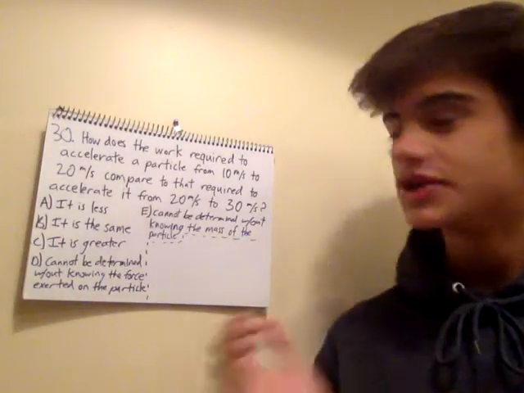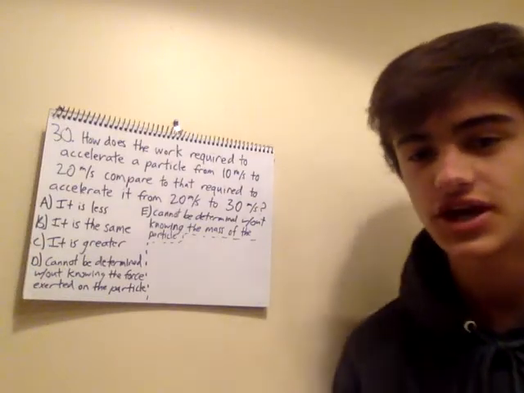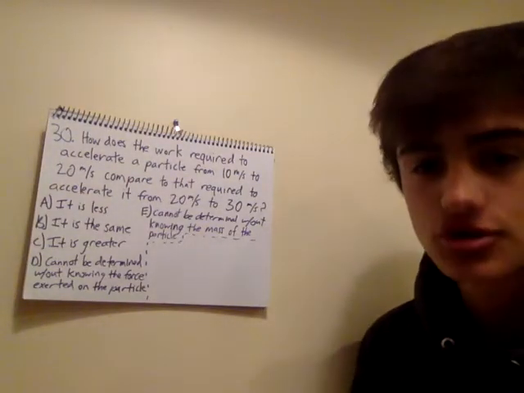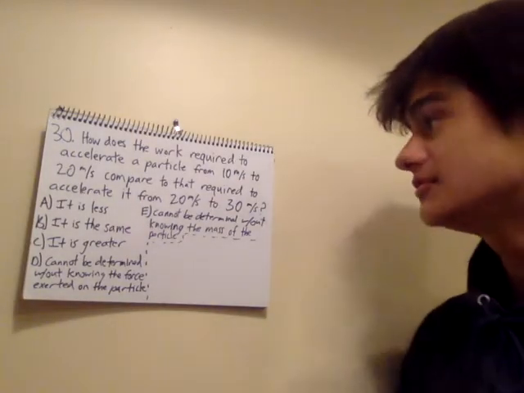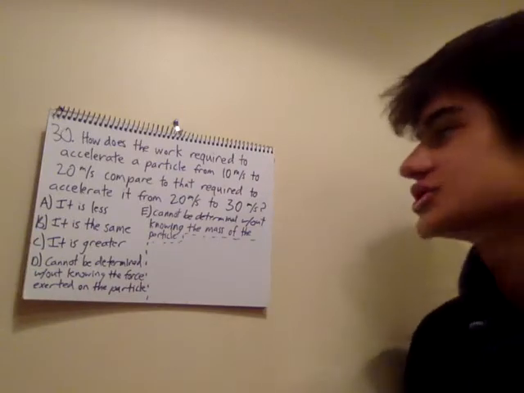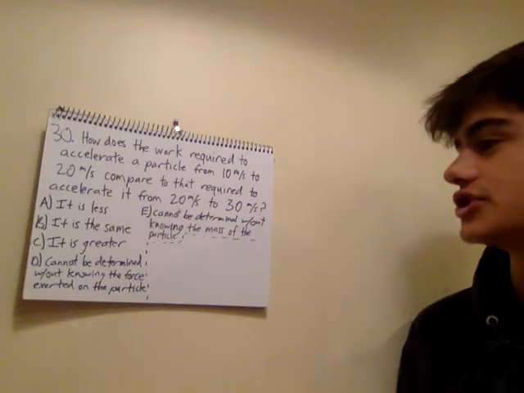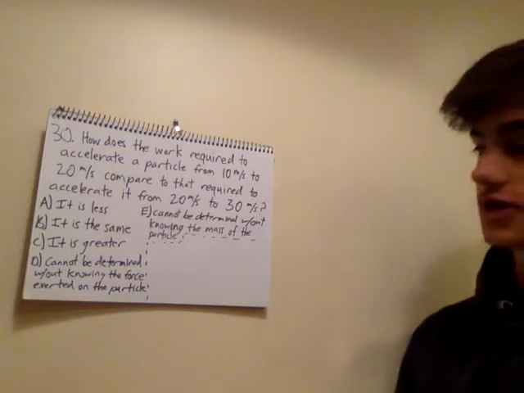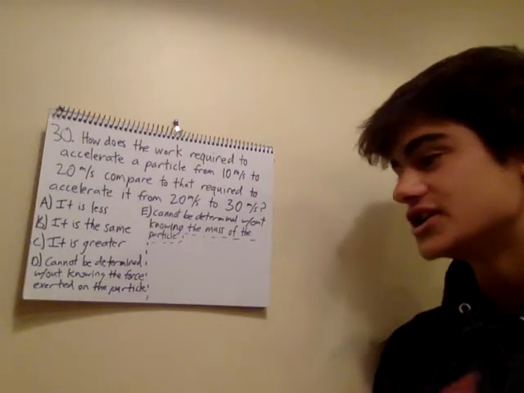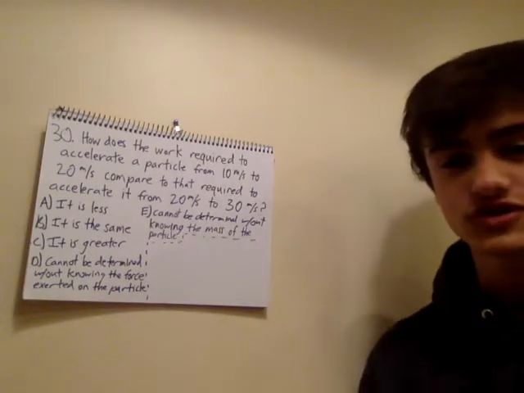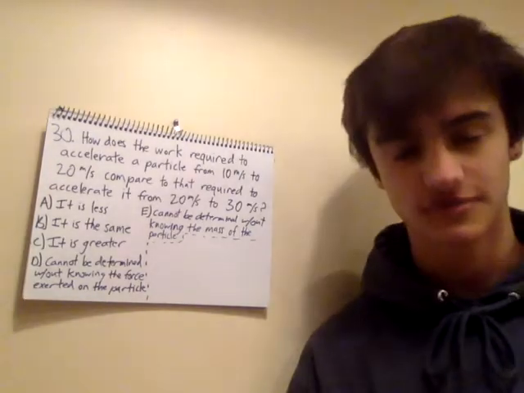Hello, welcome back everybody. We're on to problem number 30 on this AP Physics C Mechanics multiple choice test. So the problem here is, how does the work required to accelerate a particle from 10 meters per second to 20 meters per second compare to that required to accelerate it from 20 meters per second to 30 meters per second? And our possible answers are A, it is less, B, it is the same, C, it is greater, D, cannot be determined without knowing the force exerted on the particle, and finally E, it cannot be determined without knowing the mass of the particle.